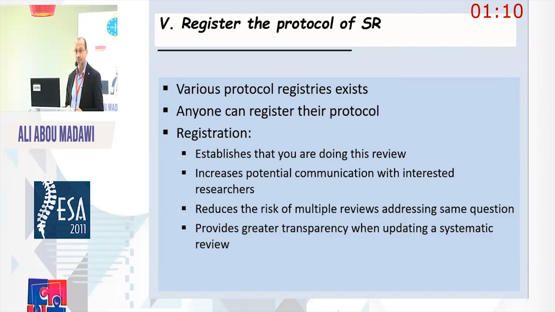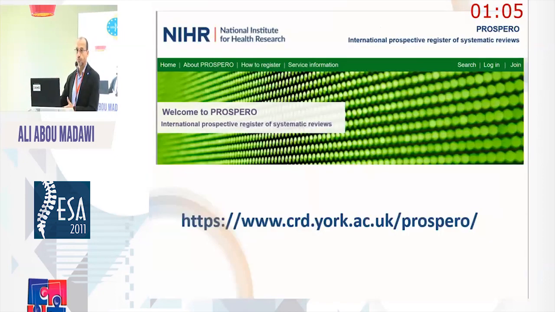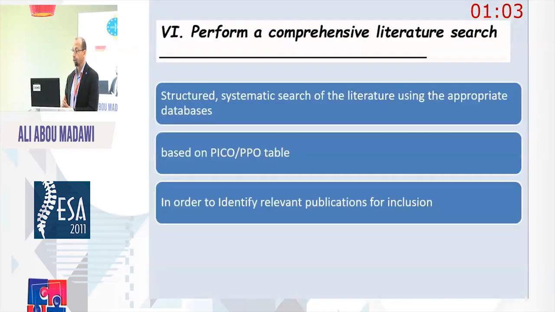This is one of the systems where you can register your review. And the coming step is to perform a comprehensive literature review. It has to be a structured and systematic search, as we said, and going through different databases that would have to be defined, and you have to define the inclusion and the exclusion criteria, and define the keywords that you're looking for, and you have to use the PICO as well, in order to identify relevant publications for inclusion in your study. So this is how to do a comprehensive literature review.